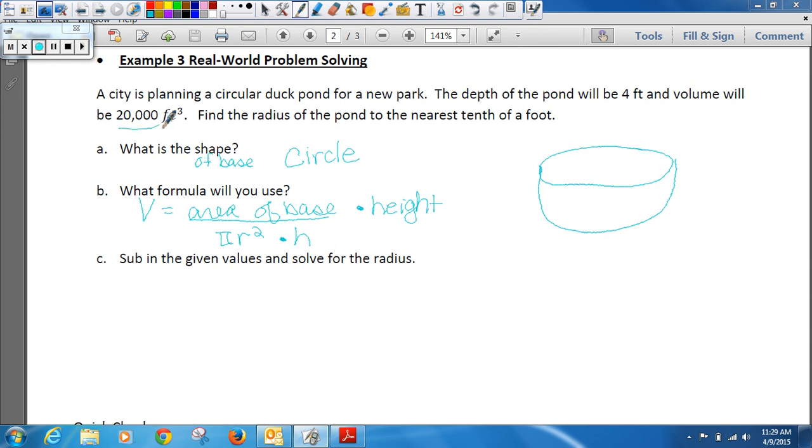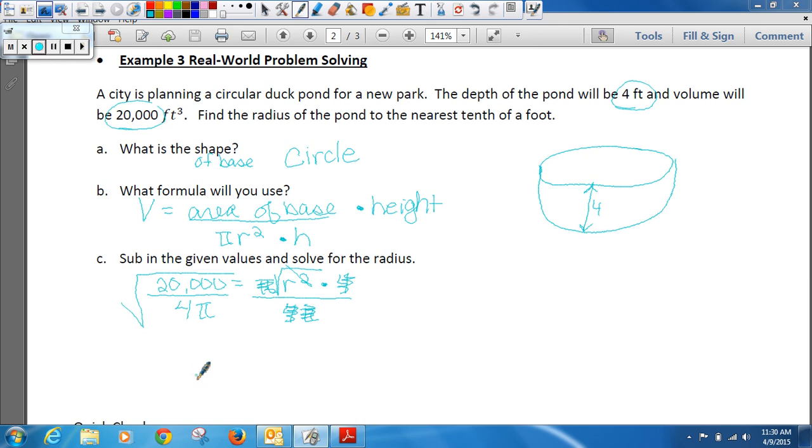So up here it told me the volume was 20,000 equals pi, radius is what we're looking for, squared, times height, which was given to me because the depth there would represent the height of 4 feet. And now I need to go ahead and solve. So the opposite of times 4 pi is to divide by 4 pi. The pi's cancel out, the 4's cancel out. The opposite of squaring something then is to take the square root.